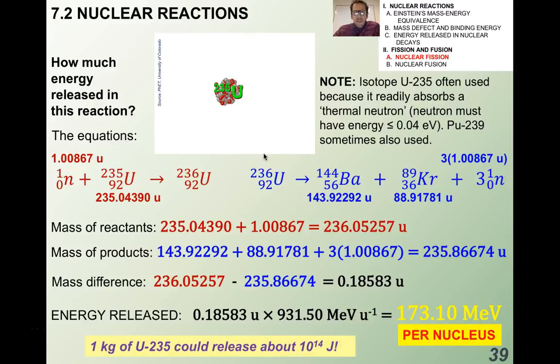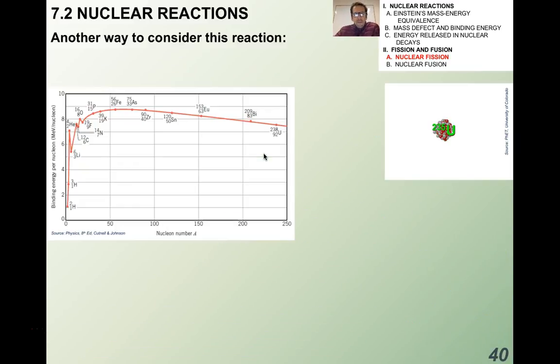That's per nucleus, okay? So 1 kilogram of uranium-235 could release about 10 to the 14 joules. That's an incredible amount of energy for 1 kilogram of a substance.